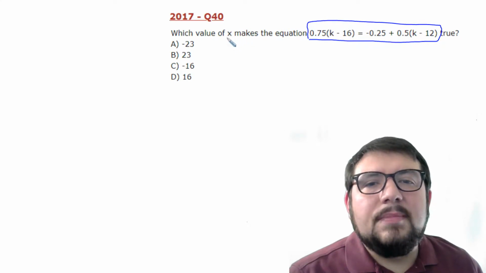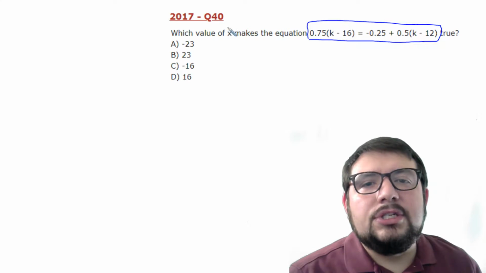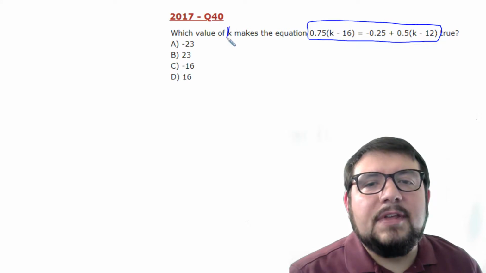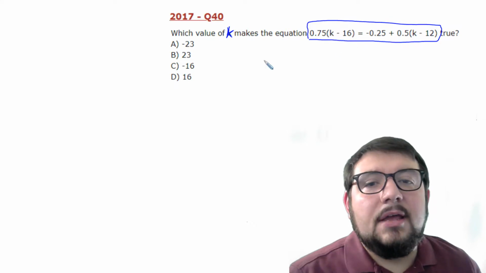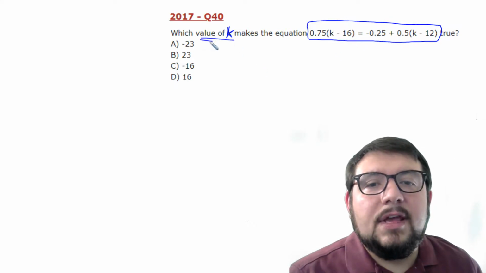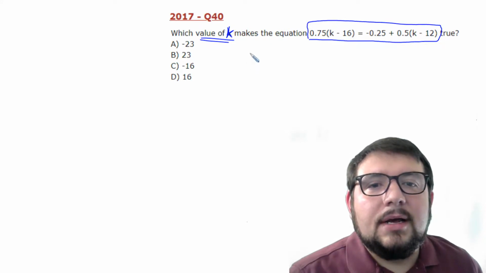One little typo was made here. I need to go into my code and change that so that it should say what value of k, because in the problem you can see that I'm dealing with the letter k. So we want the value of k. Hopefully I fixed that by the time you're watching the video. If not, it's a small change. Hopefully you can make it yourself.